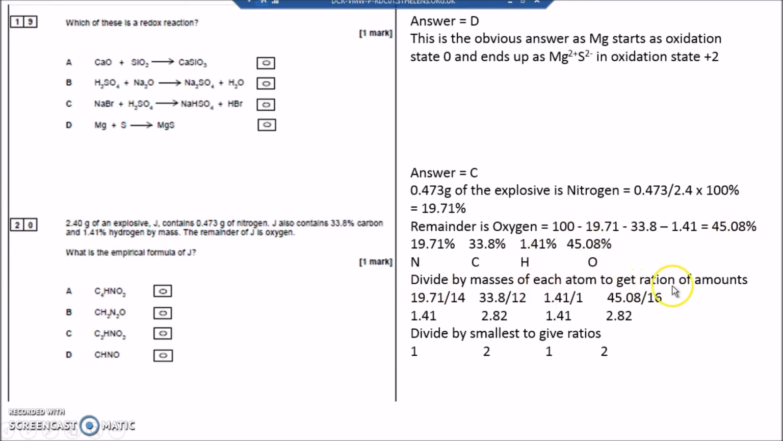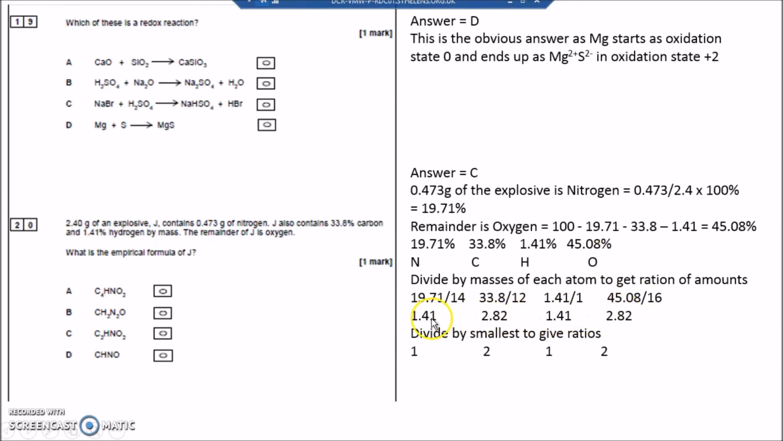I divide by the masses of each of the atoms to get the ratio of the amounts. So 19.71 divided by 14, the mass of nitrogen is 14. 33.8 divided by 12, the mass of a carbon is 12. 1.41% divided by the mass of a hydrogen, which is 1. And 45.08% for the oxygen divided by the mass of an oxygen, which is 16. Gives me these ratios, 1.41 to 2.82 to 1.41 to 2.82.